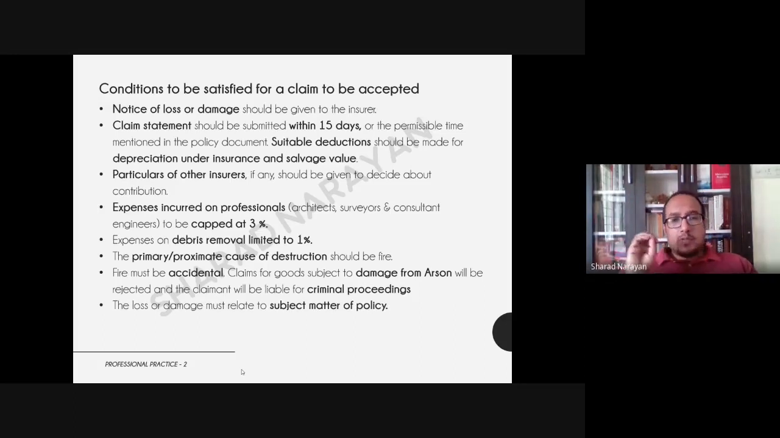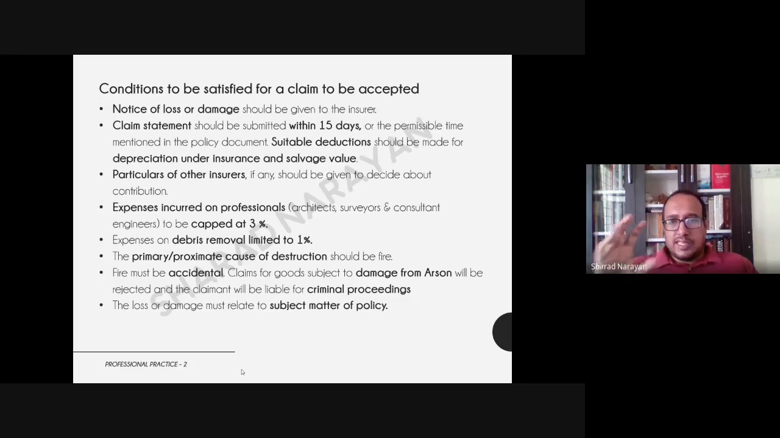The loss or the damage must relate to the subject matter of the policy. I think you guys are very familiar with the line: insurance is the subject matter of the policy, and so on and so forth, right? In terms of fire insurance, it is very critical that whatever item you are saying has been lost or damaged due to the fire is covered as a part of the subject matter of the policy.